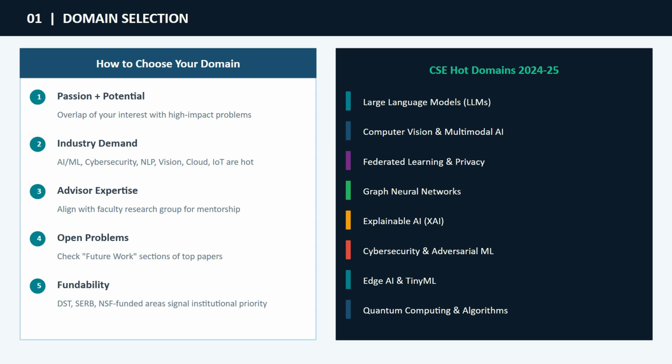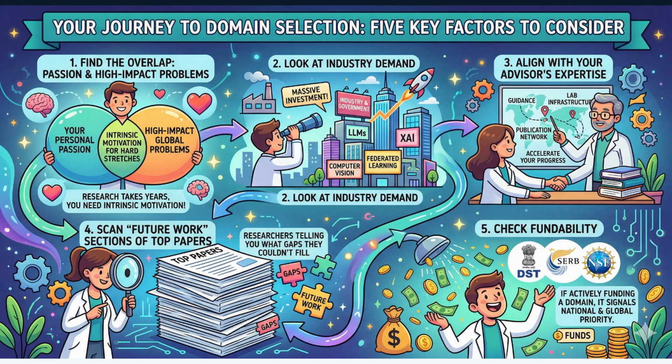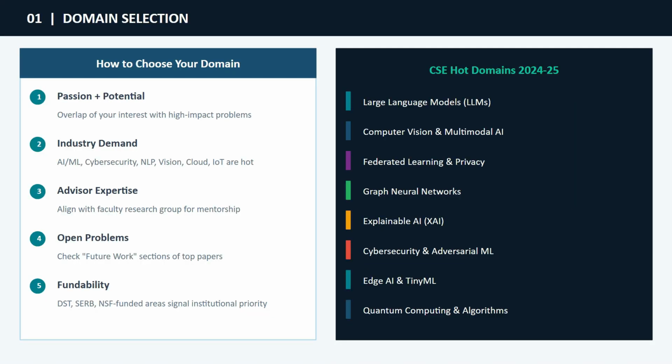Now we move on to domain selection. This is a very crucial part where you have to understand the field that you want to work in, and there are 5 pointers that you could take to be able to choose your domain. First is your passion and potential. If I have studied a course on maybe machine learning, and NLP is something which really stuck with me, or computer vision, then you could explore that domain.